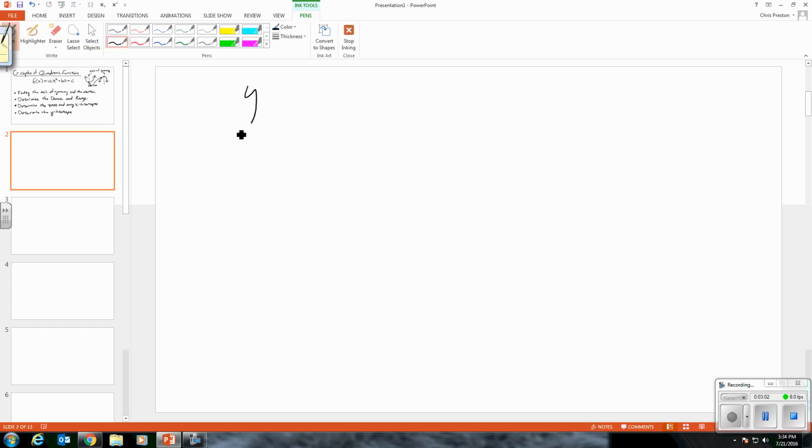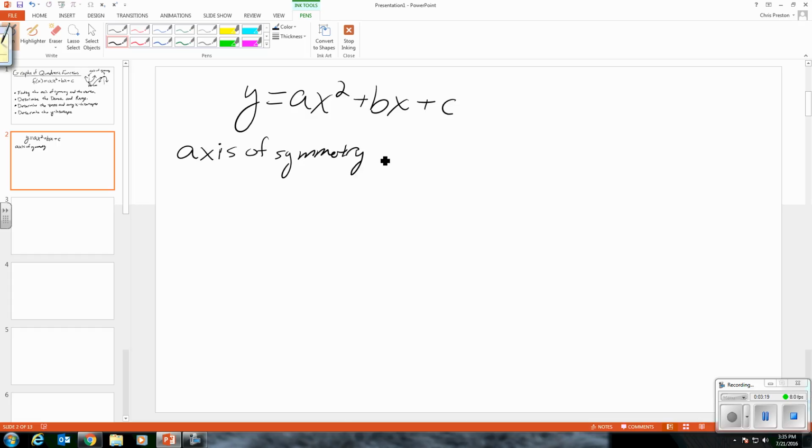If you have an equation in this format, and again y and f of x are the same thing, and you want to find the axis of symmetry, that is a vertical line, so the equation for it is x equals a number. The way you determine this number is the formula negative b over 2a, where b is the coefficient of the x term and a is the coefficient of the x squared term, just like with the quadratic formula.